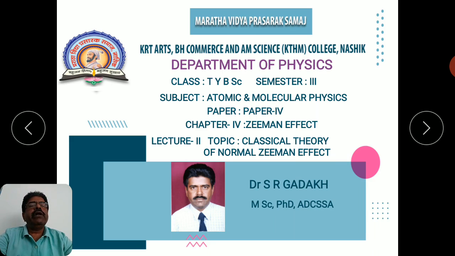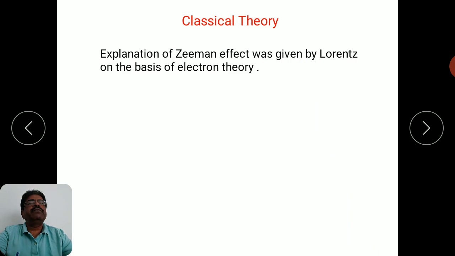Now today we are going to see the explanation of Zeeman effect given by Lorentz on the basis of classical theory. By studying this explanation, you will understand the principles why we observe this Zeeman effect because of application of strong magnetic field to the spectra of the elements. So let us see this classical theory given by Lorentz.